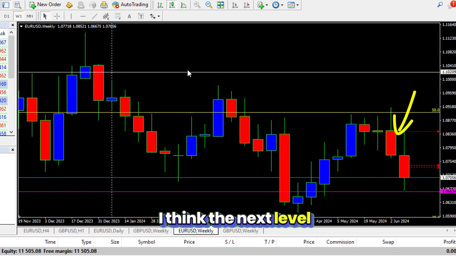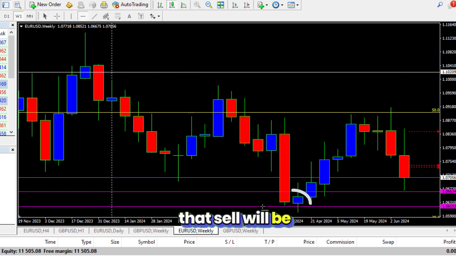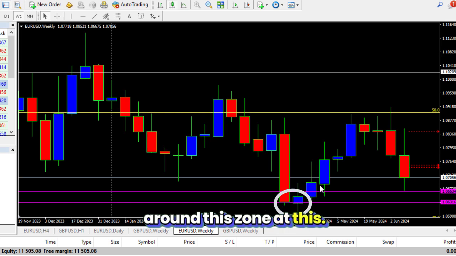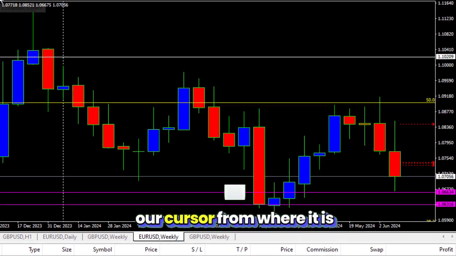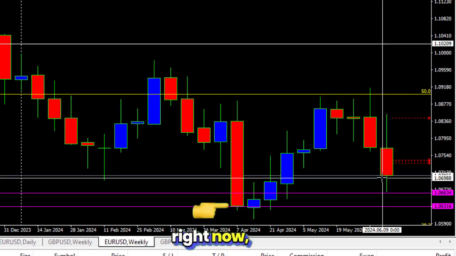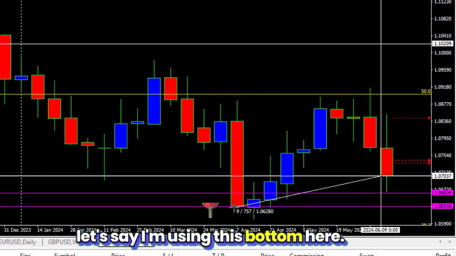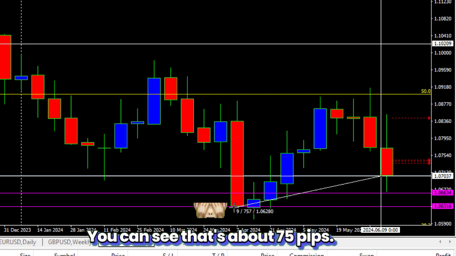I think the next level we can be targeting on that sell will be around this zone. At least I already put a line at this area. So if we take our cursor from where it is right now, let's say I'm using this bottom here, you can see that's about 75 pips.